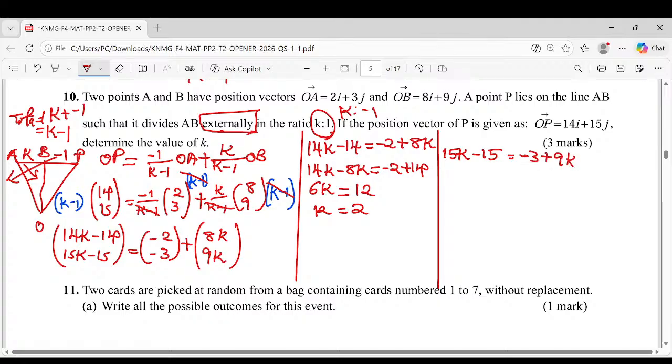Upon collecting like terms, we are going to have 15k minus 9k is equal to negative 3 plus 15. So when you take 15k minus 9k, this will be 6k equal to 12. Still you get k being equivalent to 2. So no matter the ones you pick, you're going to get still the value of k as 2. Remember, the question is you just get the value of k. A very, very wonderful question.